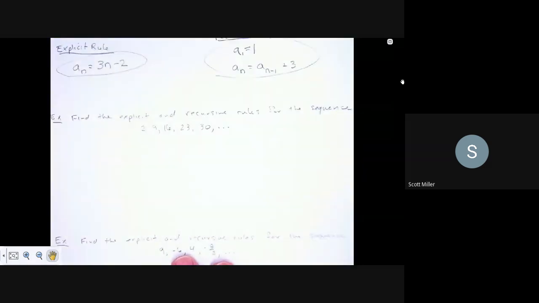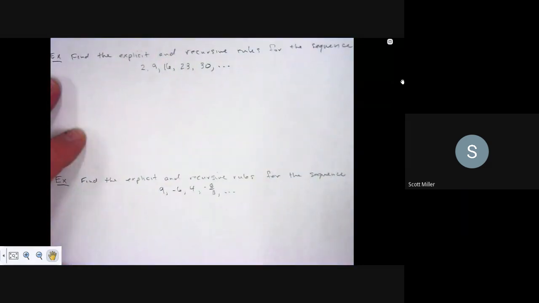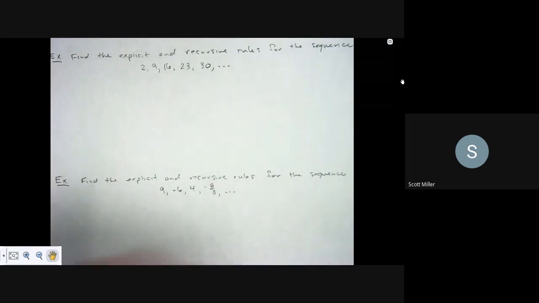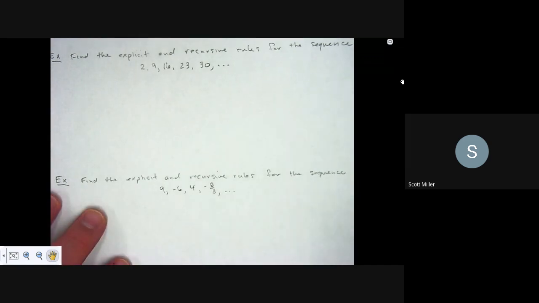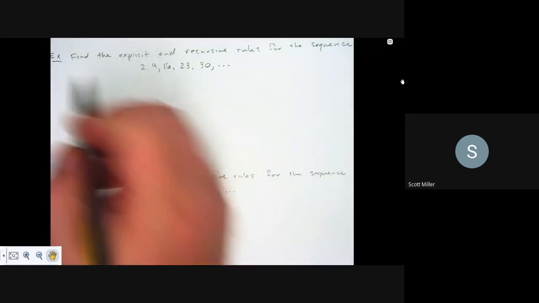So let's look at another example and do this one. Find the explicit and recursive rules of this sequence. When you first look at a sequence, you do not know if it's arithmetic or not. So you need to determine that. The best way to determine it is to put it into a table.